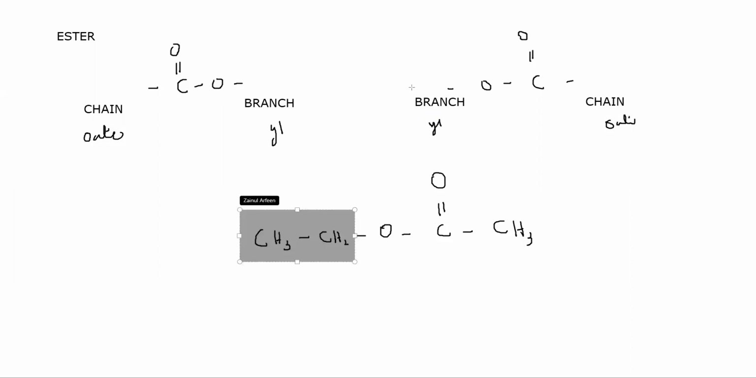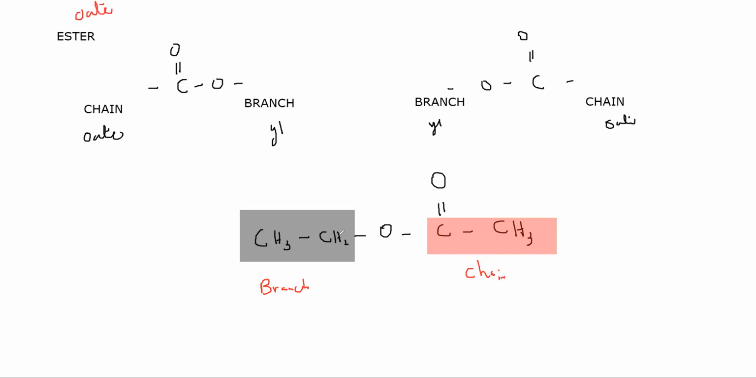So the part which is attached with the oxygen is a branch, and if oxygen is on the left hand side, the branch is on the left hand side. If oxygen is on the right hand side, the branch is on the right hand side. And this carbon is considered as a chain. So this one is a branch on the left hand side and this one is a chain. And the name of an ester should always have OATE.